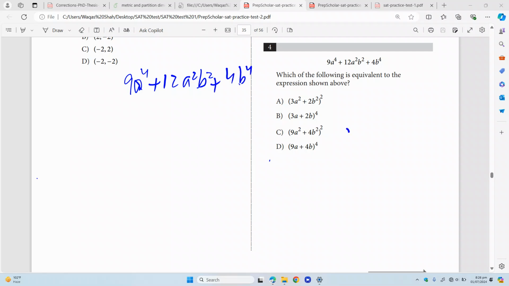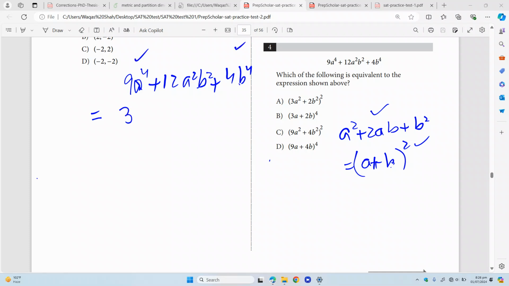So we will have to use this formula, a^2 + 2ab + b^2, which is equal to (a + b) whole square. Basically we have been given this form and we have to write this in this form. So there must be two squares, first and last. The first is the square of 3a^2, and the second is the square of 2b^2, and then 2 times 3a^2 and 2b^2.